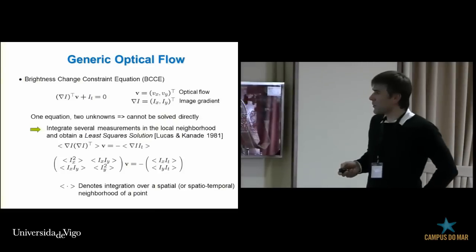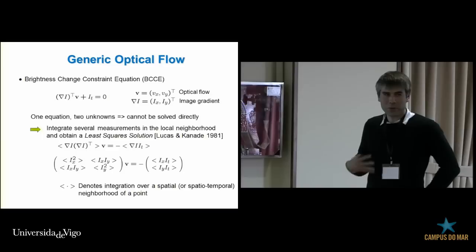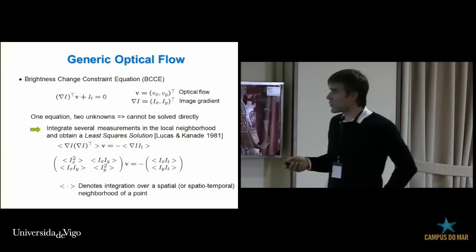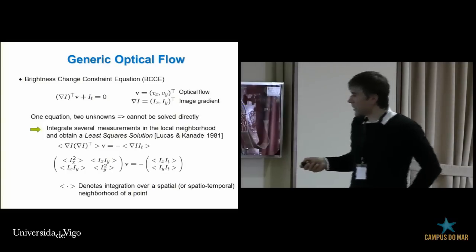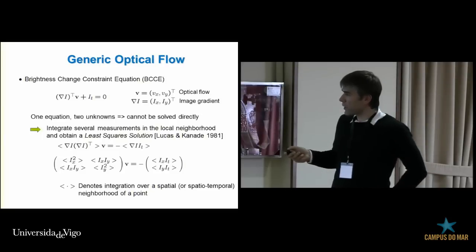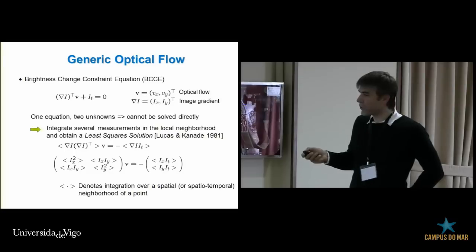So how does it work? There are several standard ways to solve motion estimation. This is one approach, introduced by Lucas and Kanade in '81. One can convert this brightness change constraint into mathematical form, and this would look like this.